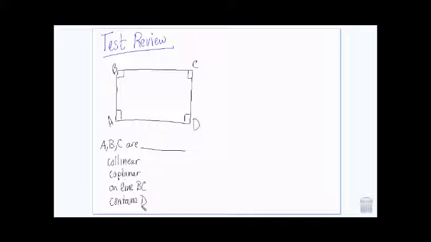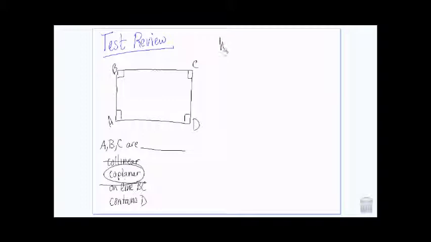So I might say, okay, A, B, and C are what? And you get some options. Are they collinear, coplanar? Are they on line BC? Do they contain point D? So we look at points A, B, and C. Are they collinear? No, because they're not on a line. And A is not on BC, correct? So we're down to coplanar or contains D. Coplanar. Okay.